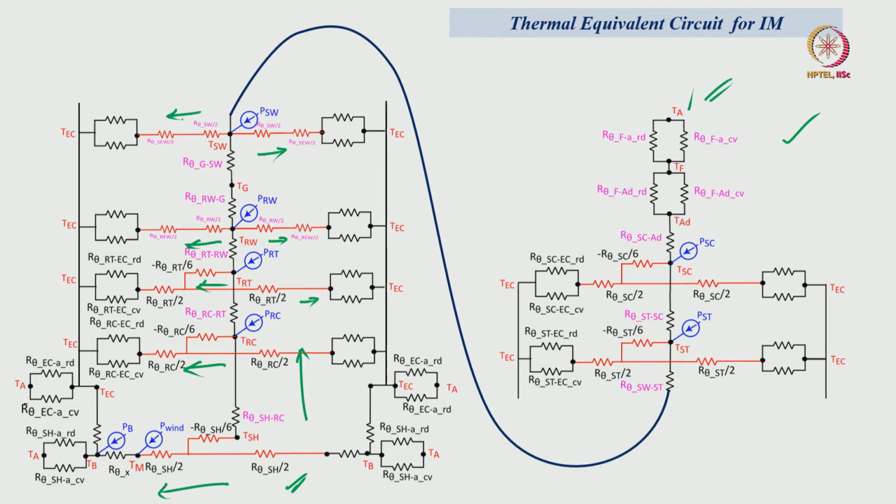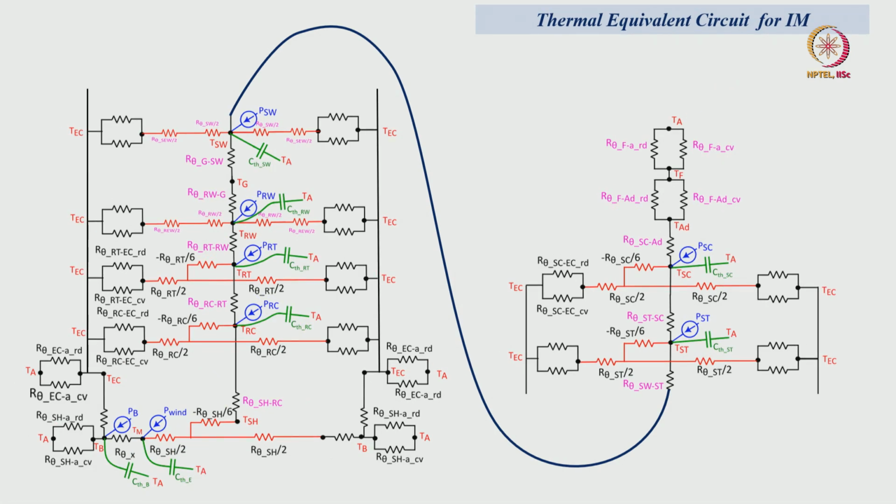How the equivalent thermal circuit, and by incorporating the thermal capacitances in the circuit, we can see the thermal equivalent circuit of the induction machine at various heat generating points with respect to the losses: stator losses, rotor losses, etc. And these are the mechanical loss components. This is the complete thermal equivalent circuit realization of an induction machine.